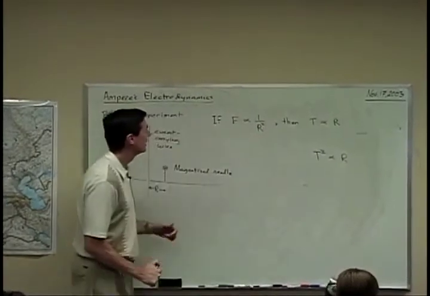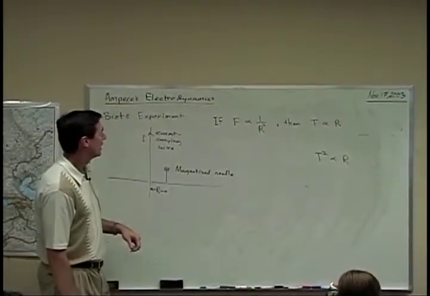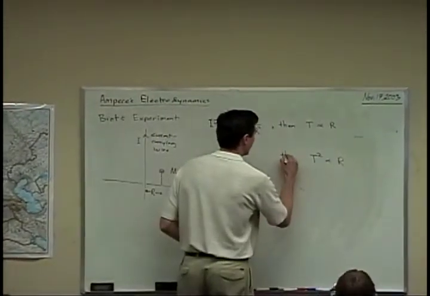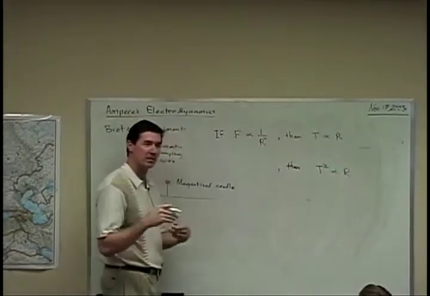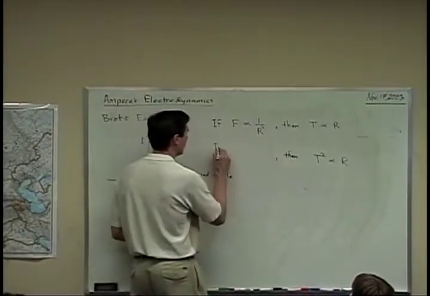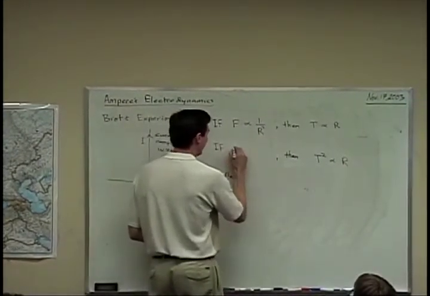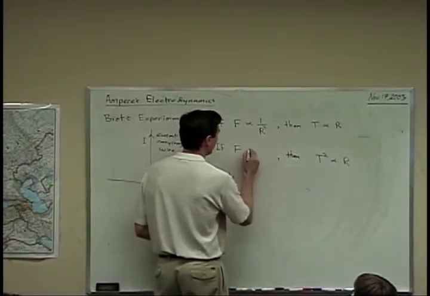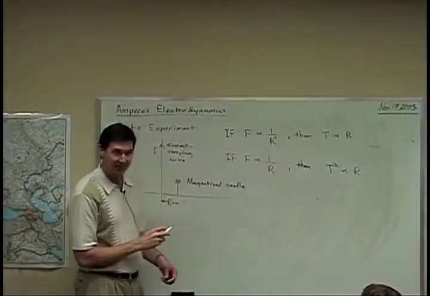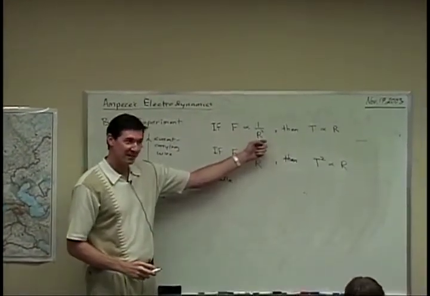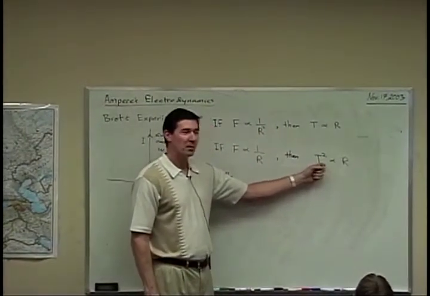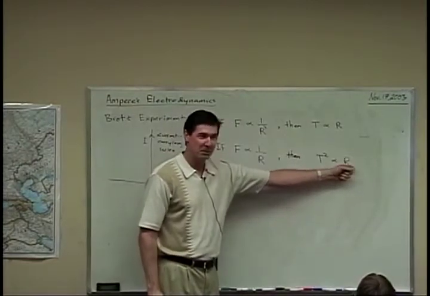Now, I won't go through the math again, but if you go back to the law of pendulums and do something exactly parallel to what we did with Coulomb, you can prove, and Biot did, that if the force is proportional to 1 over r rather than 1 over r squared, then the period squared will be proportional to r.